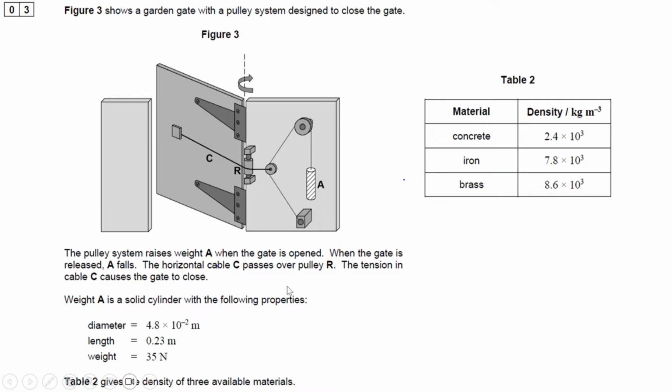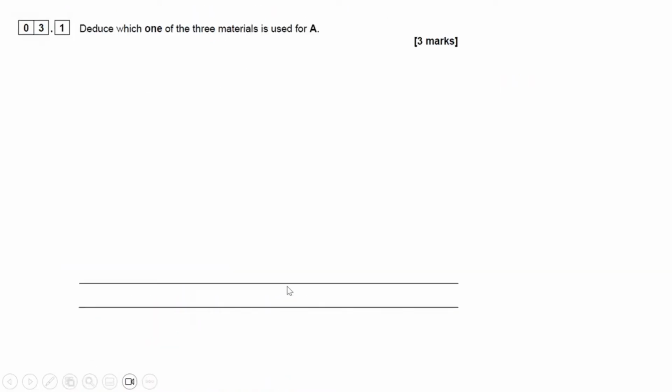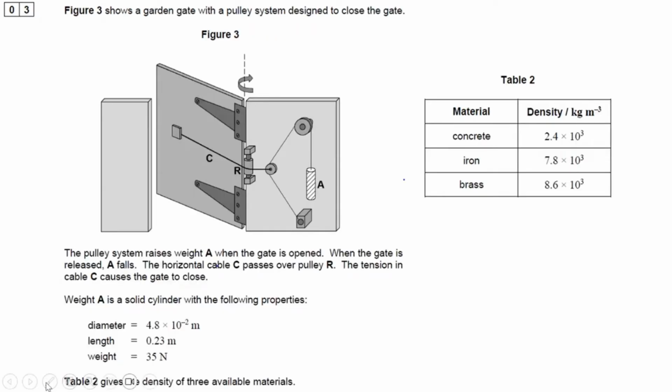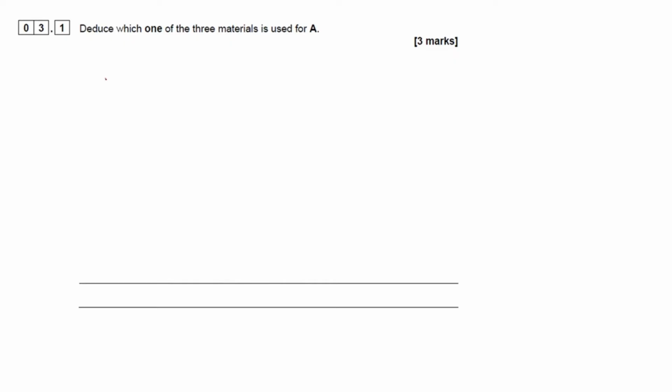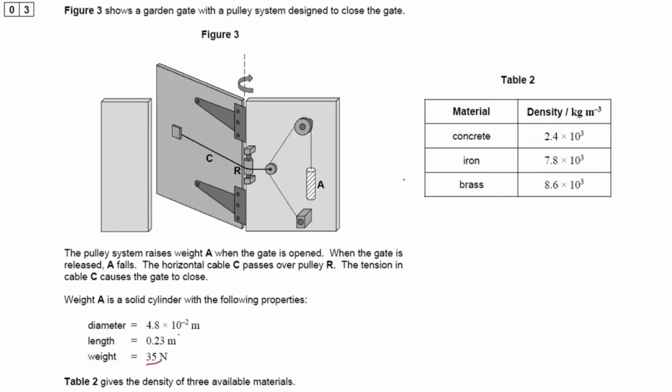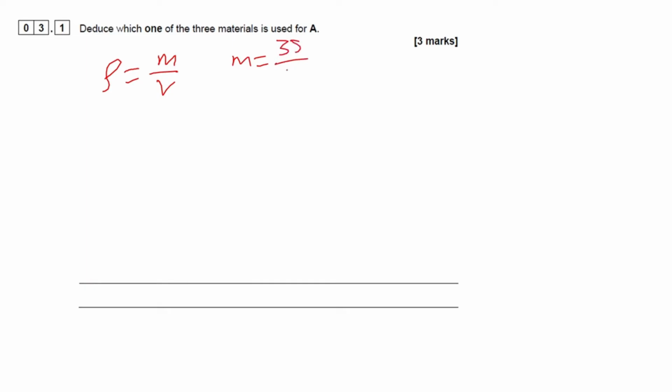The very first question is asking us to deduce which one of the 3 materials is used for A. So if we use the data in A, this data here, we should be able to work out the density of that material. So density is equal to mass divided by volume, and we could get the mass from the weight. So the weight was 35 newtons, so the mass is 35 divided by 9.8, and we get 3.6 kilograms.